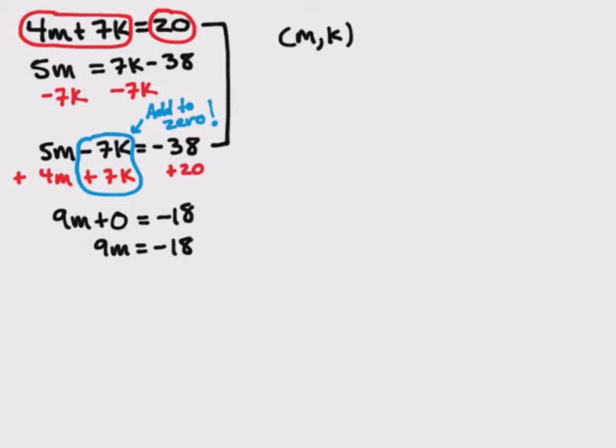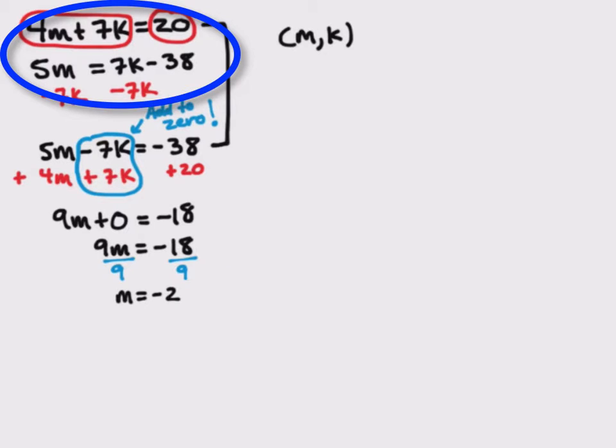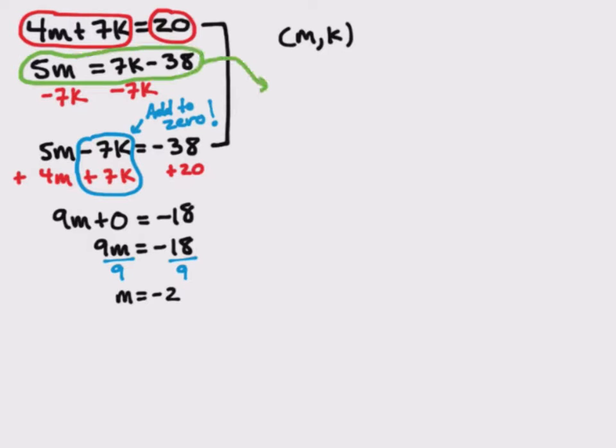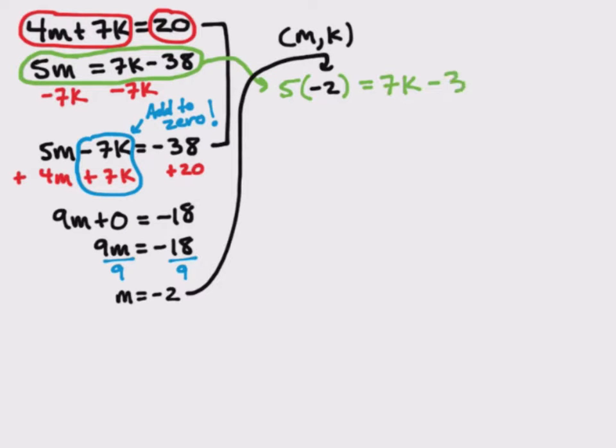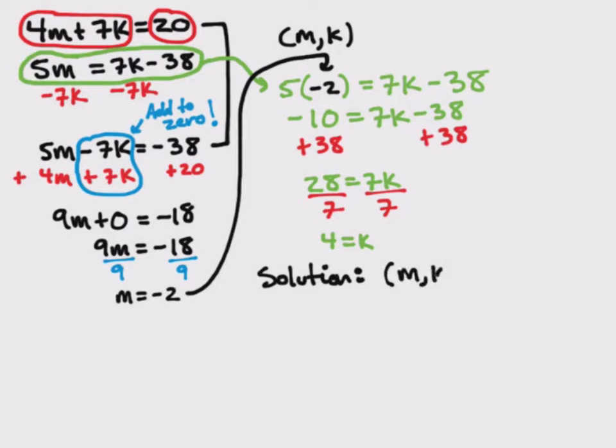And when we do that, we end up with this really nice equation, 9m equals negative 18, and I'm sure we can solve that. So, if there's a solution, if both of these equations are true at the same time, then it must be the case that the m value is negative 2. And now that we've got the m value, we can substitute that into either of our equations to find the k value. And so we find the k value to be 4, and the solution to this system of equations is the ordered pair negative 2 comma 4.